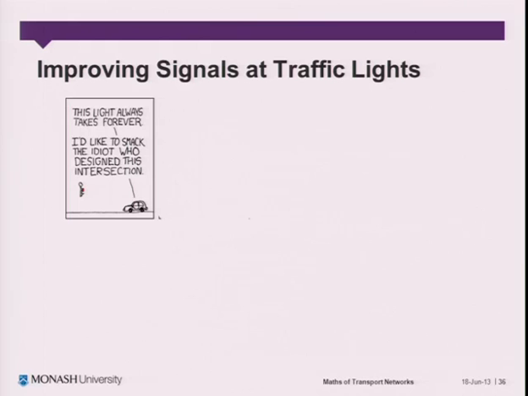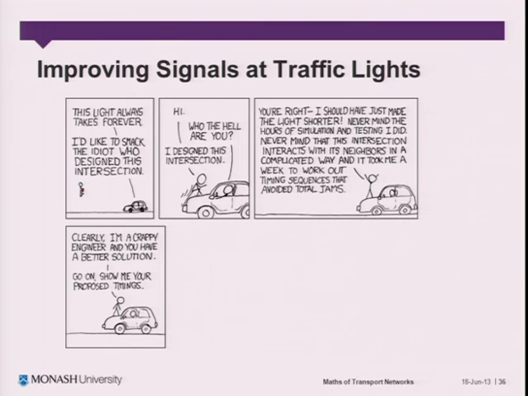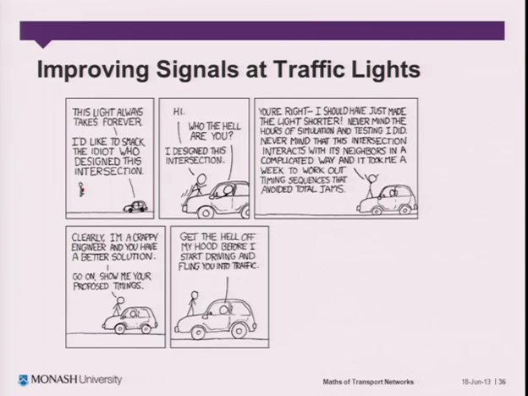This light always takes forever. I'd like to smack the idiot who designed this intersection. Hi! Who the hell are you? I designed this intersection. You're right. I should have just made the light shorter. Never mind hours of simulation testing I did. Never mind that this intersection interacts with its neighbors in complicated ways, and it took me a week to work out the time sequences that avoided total jams. Clearly, I'm a crappy engineer, and you have a better solution. Go on. Show me your proposed timings. Not a great response. Get the hell off my hood.